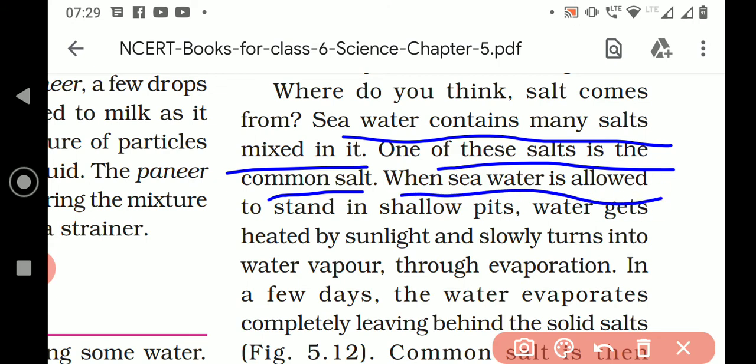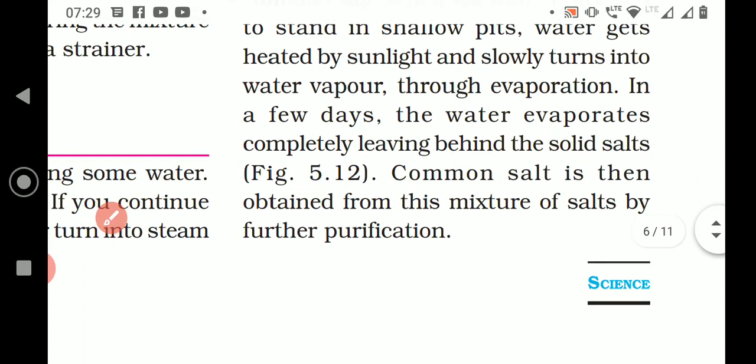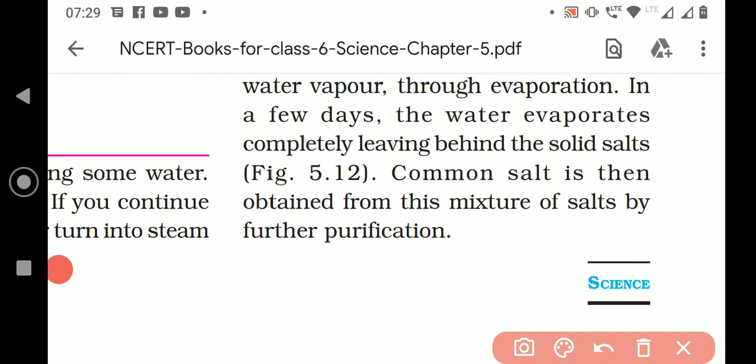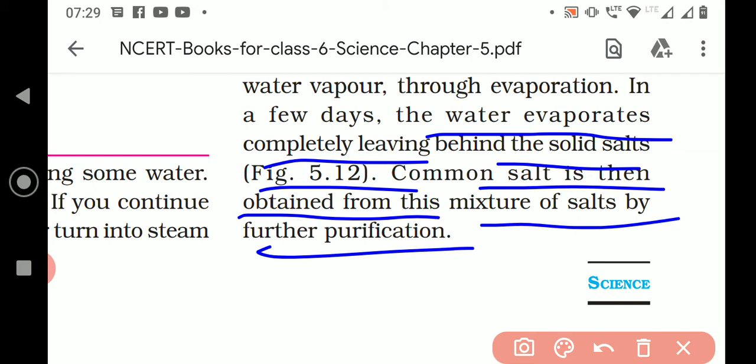When the seawater is allowed to stand in shallow pits, the water gets heated up by the sunlight and slowly turns into water vapor through evaporation. In a few days, what happened? The water completely evaporates, leaving behind the solid salts. Common salt is then obtained from the mixture of salts by further purification.